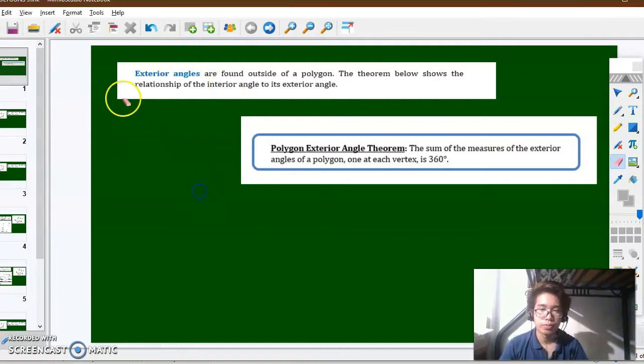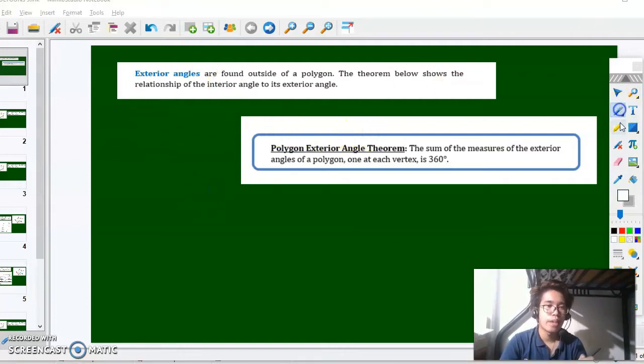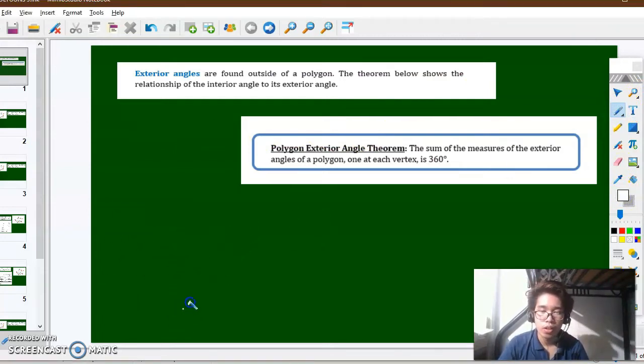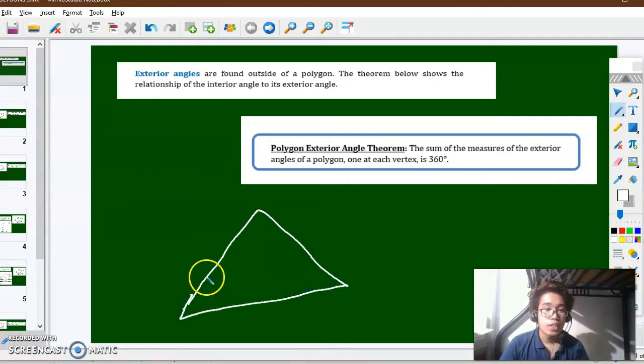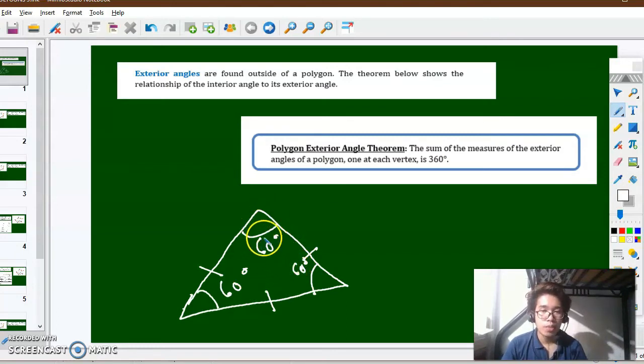For example, let's use the pen and let's use a white ink. Let's say we have a triangle, a very regular triangle, an equilateral triangle. If it's an equilateral triangle, it has the same measurement of sides, and also the same measurement of angles. So this measures 60 degrees, 60 degrees, and 60 degrees. The sum of the interior angles for a triangle is 180 degrees, so 60 plus 60 plus 60 is 180 degrees. Each angle measurement is 60 degrees.